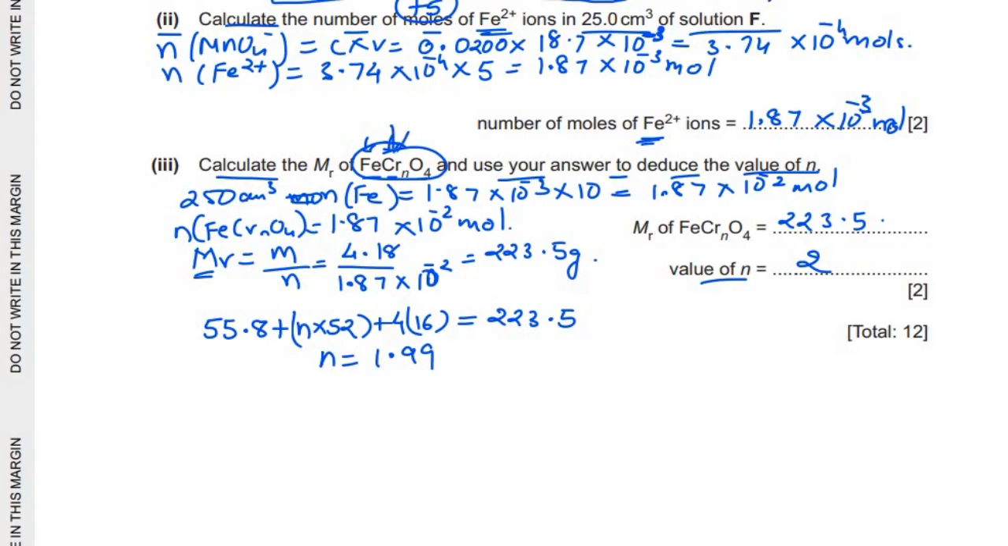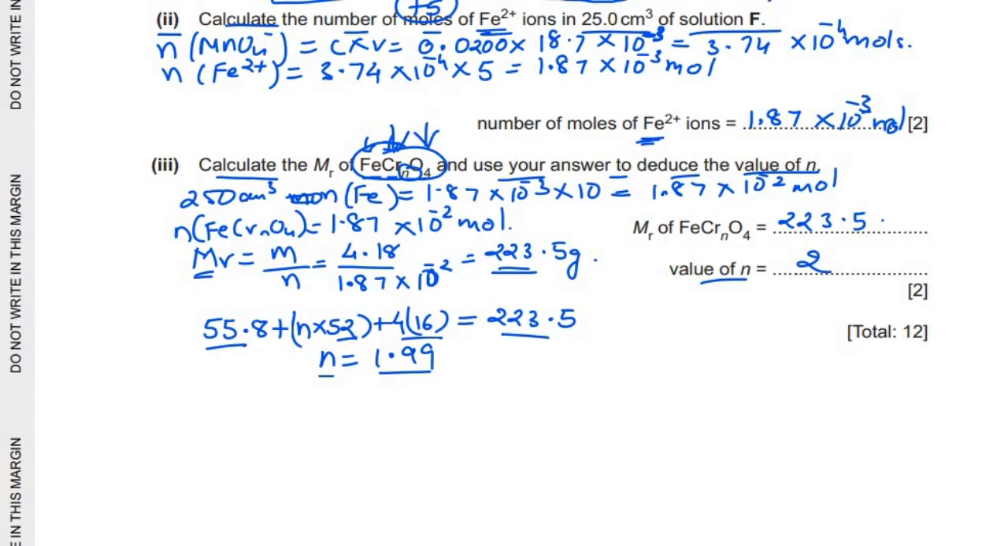From the formula of the compound, we substituted the atomic mass of iron, which is 55.8. The atomic mass of chromium is 52, but we have n number of chromium, so n multiplied by 52 plus 4 into 16 because there are 4 oxygen atoms. Now the Mr, that is the molecular mass which we have calculated, is 223.5. So substituting all the values, we get the n value is 1.99, which is equivalent to 2. So this is how we get the value of n.